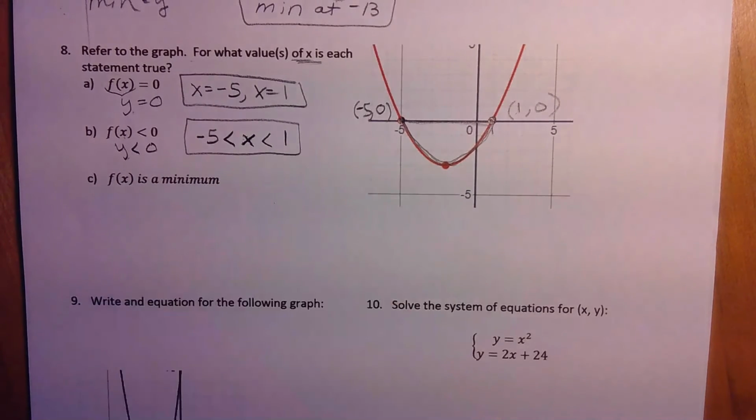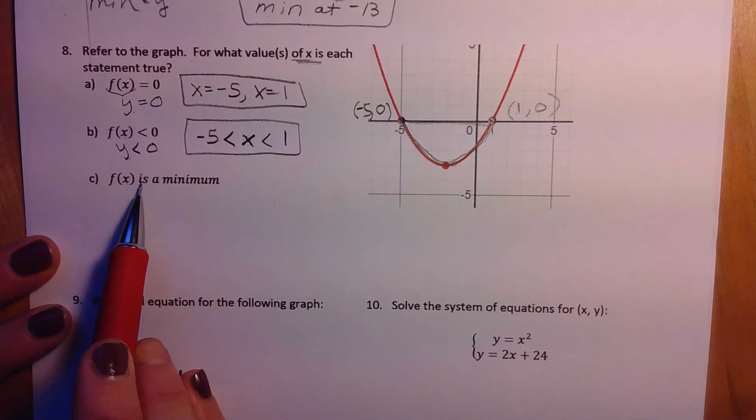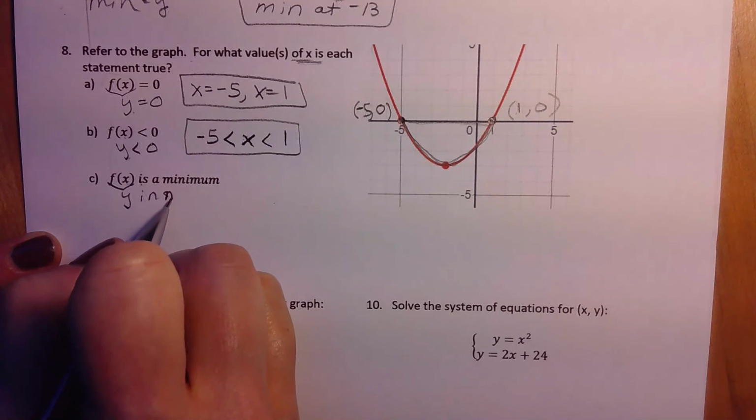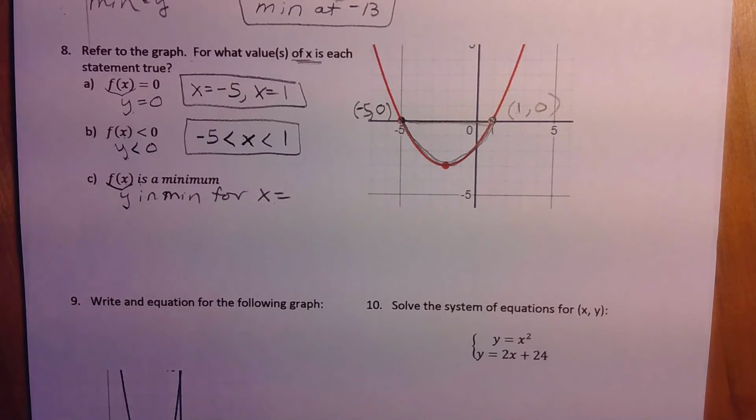All right, so together that just means that x has to be between negative 5 and positive 1. Okay, for what values of x is y a minimum? I'm just going to write: y is minimum for x equal to, all right?